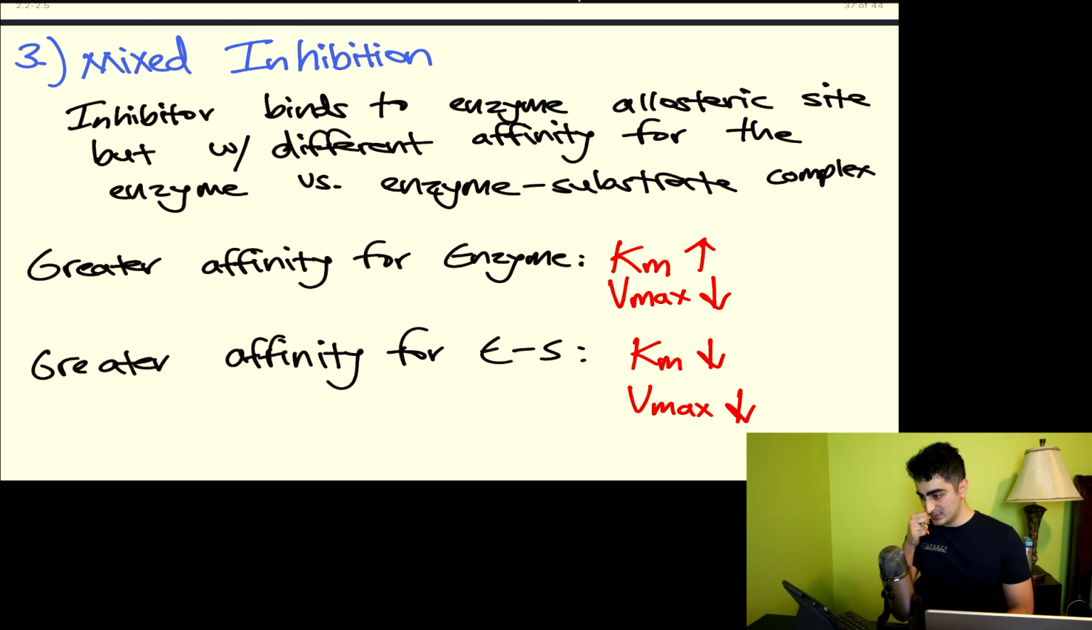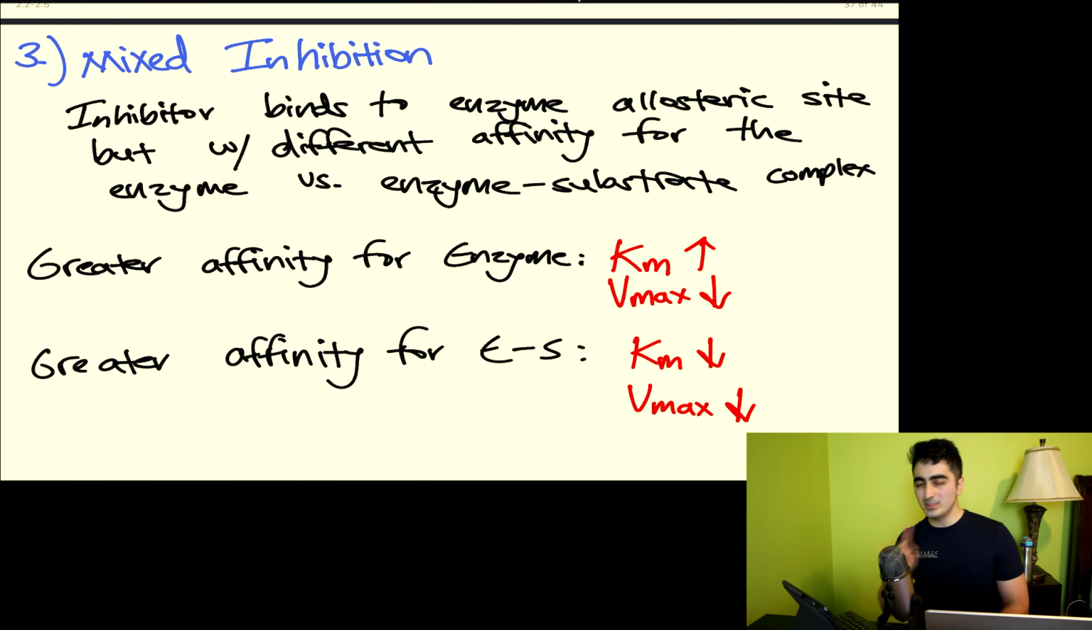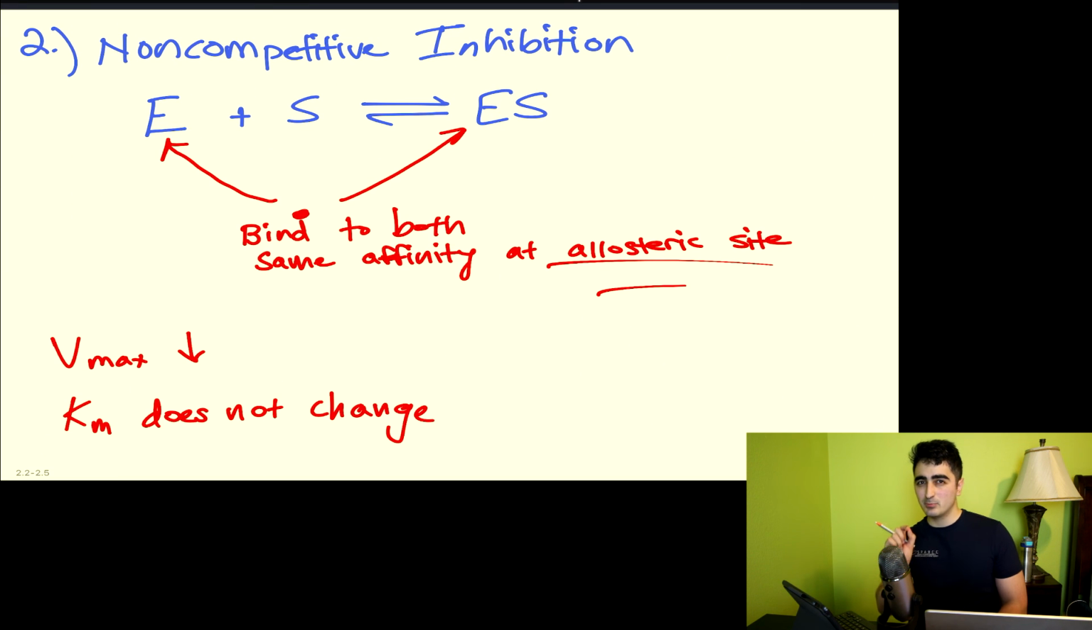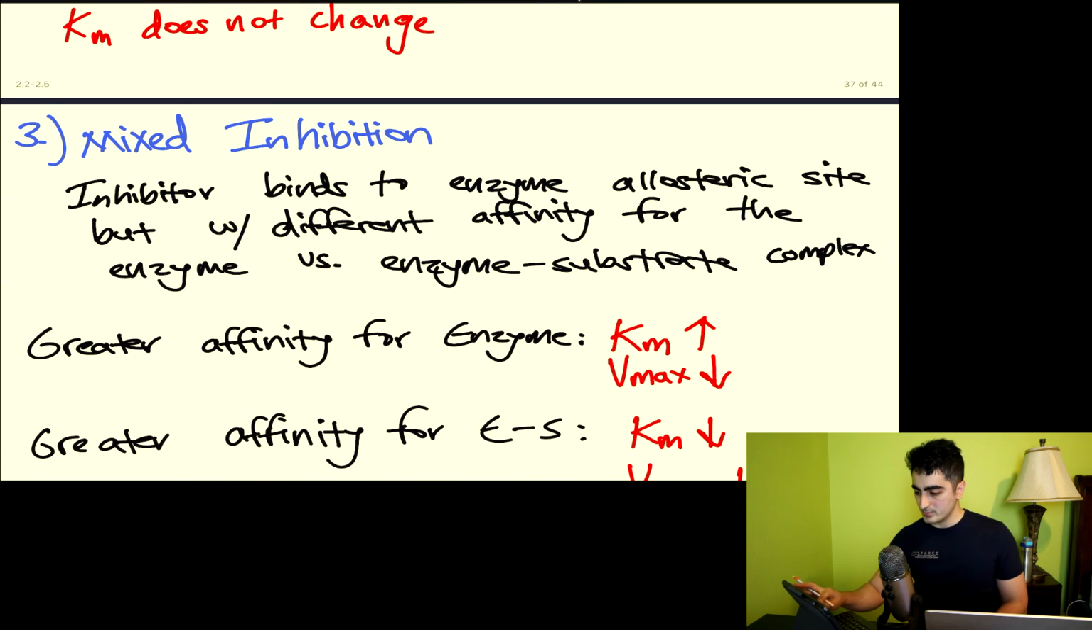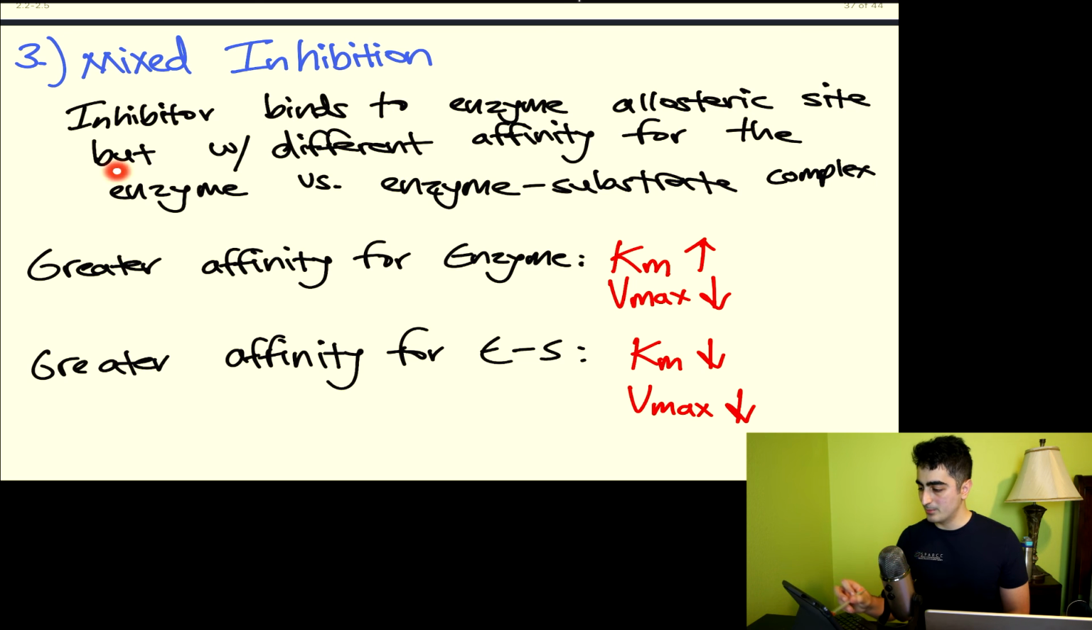Now, mixed inhibition is different. We have a mixed inhibitor that binds to the allosteric site of the enzyme and the enzyme substrate complex, just like in non-competitive inhibition. But the only difference is the inhibitor binds with different affinity for the enzyme or the enzyme substrate complex at the allosteric site. If the inhibitor bound with the same affinity for both, it would be a non-competitive inhibitor. But in this case, it's a mixed inhibitor. So the inhibitor binds to the enzyme allosteric site, but with different affinity for the enzyme versus the enzyme substrate complex.